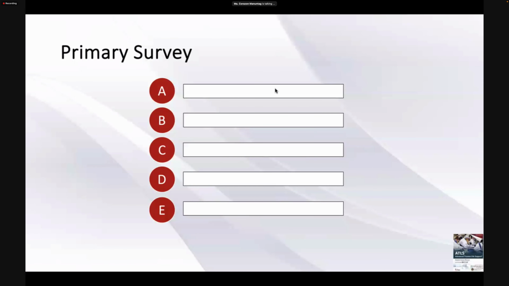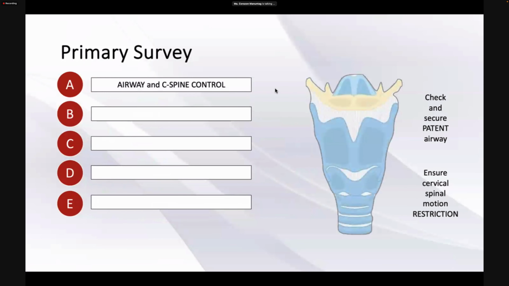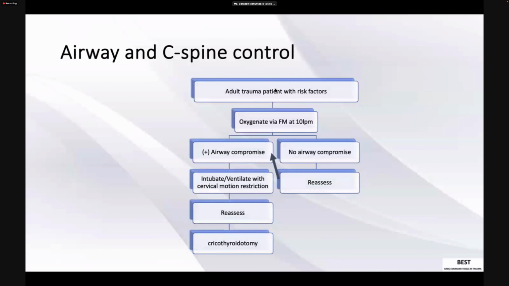So for your primary survey, we begin with your A, airway and C-spine control. We check and secure the patent airway and ensure cervical spinal motion restriction. According to your best practice, an adult trauma patient with risk factors or any high-risk injury pattern should receive oxygen at 10 LPM. So if there is airway compromise, either intubate or ventilate with due cervical motion restriction, and reassess.